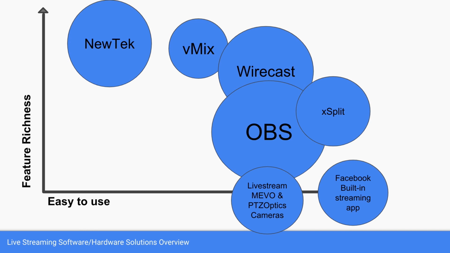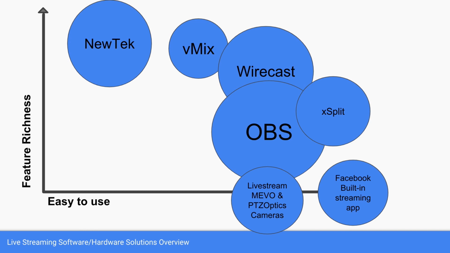And the thing that we want to talk about is feature richness versus ease of use. You can see the higher up it is, the more feature rich the software is, and the further to the right, the easier it is to use. So I don't know if you guys know this, but Facebook has a built-in streaming app. You can go right to Facebook, plug in your USB webcam and microphone, and stream to it. It's the easiest thing ever, but it doesn't have a lot of built-in features, right? Not the way that OBS, XSplit, or Wirecast does.